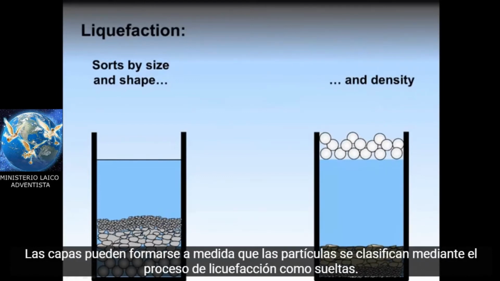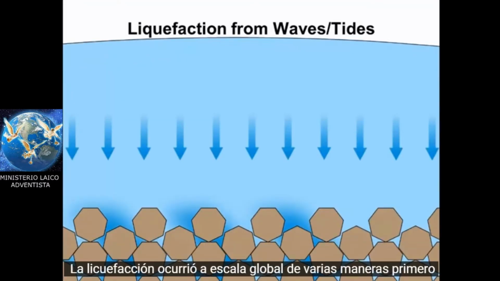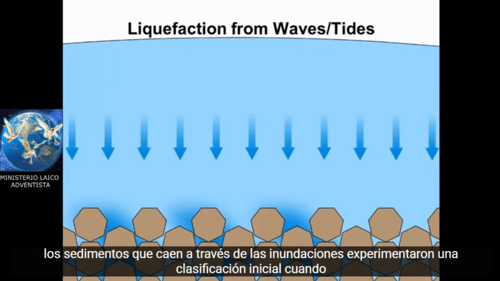As loose sediment particles were laid down in mineral-rich waters during the flood, liquefaction occurred on a global scale in several ways. First, sediments falling through floodwaters experienced initial sorting as we just discussed.